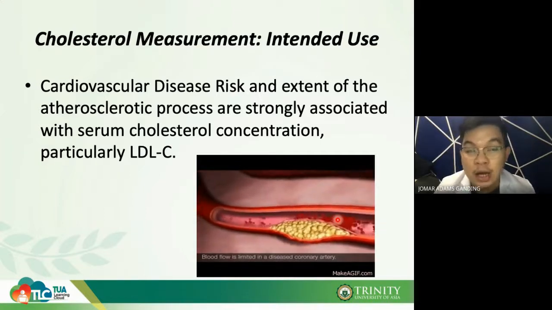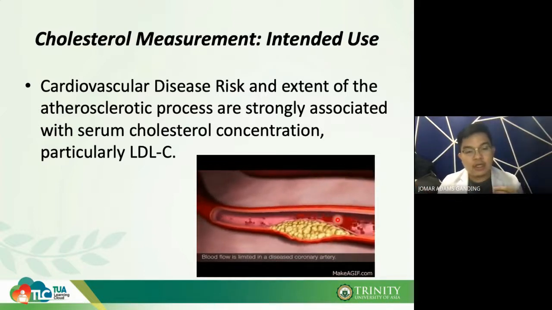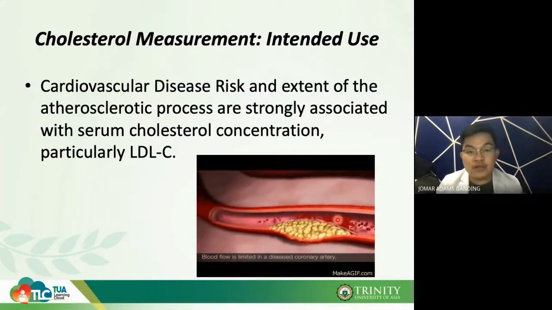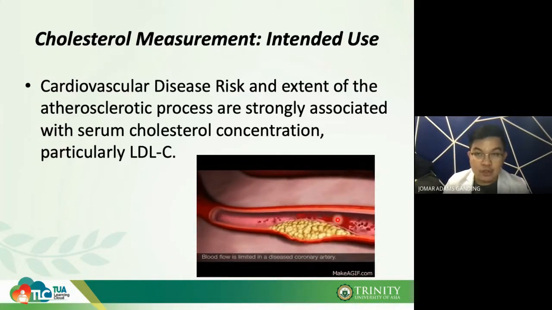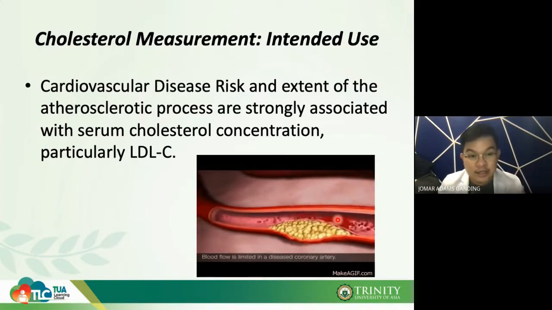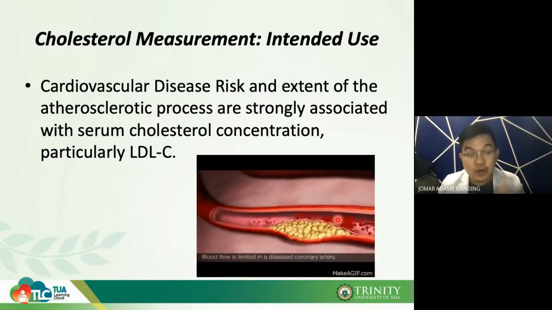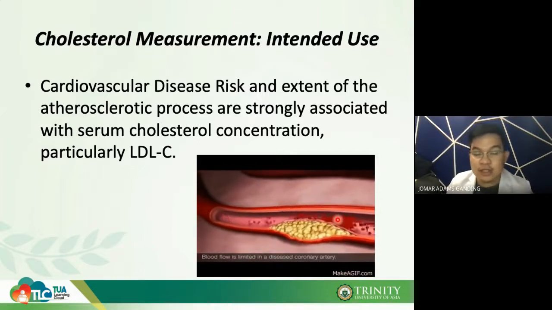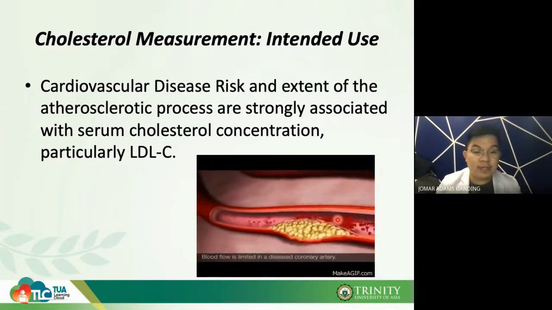Okay? So, in a nutshell, the intended use of your cholesterol measurement is more particular when it comes to the prediction or in the assessment and even in the monitoring of cardiovascular diseases and even atherosclerosis in your patient. So remember that when your LDL increases, the risk of cardiovascular disease and your atherosclerosis also increases. So higher cholesterol will predispose you to what? Higher cholesterol will predispose you to cardiovascular diseases and even atherosclerosis. Okay, so please remember that.